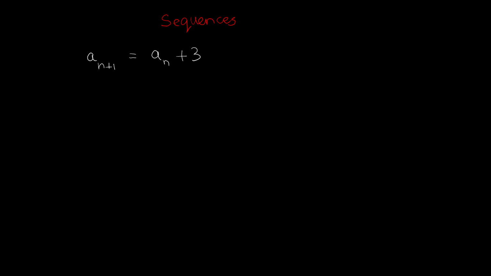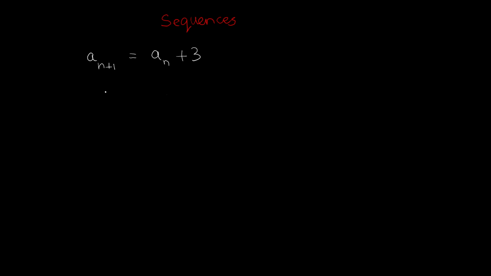In this sequence, each consecutive term depends on the previous term. For example, if the first one is 1, then the next one would be 1 plus 3, 4, and the next would be 4 plus 3, 7, and so on. It's near arithmetic in this class, but since it's not written in terms of n minus 1 and d, that's why we're calling it a different sequence.